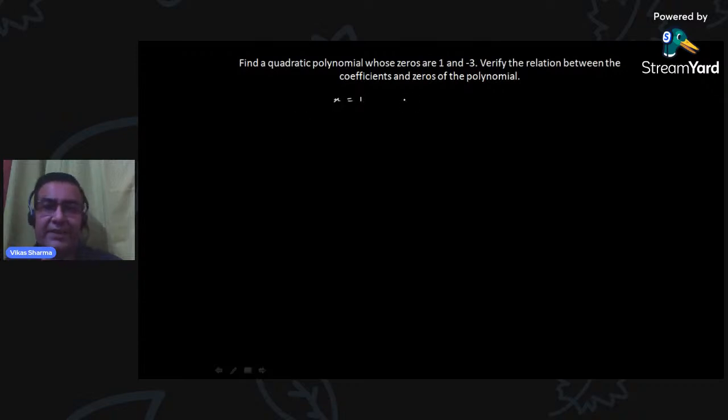So we know that x is equal to 1, or x is equal to minus 3. Now bringing 1 to the other side, we get x minus 1 equal to 0, or x plus 3 is equal to 0, because when minus 3 goes there it becomes positive. Now we know that the polynomial should be equal to 0, and it should be a product of two factors, and because these are the roots, that means these both are the factors.